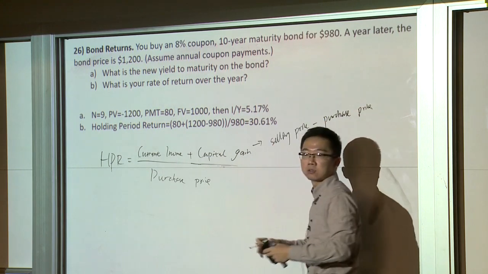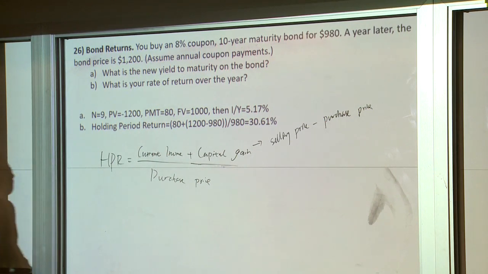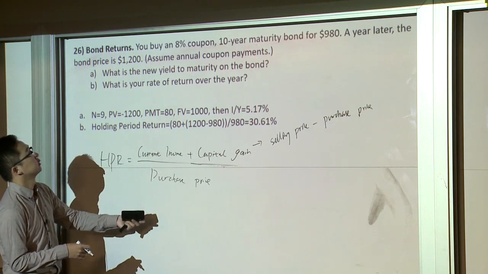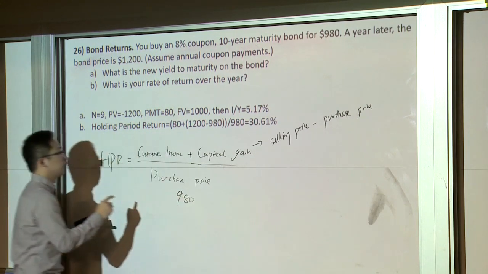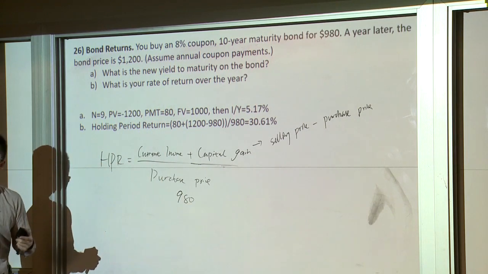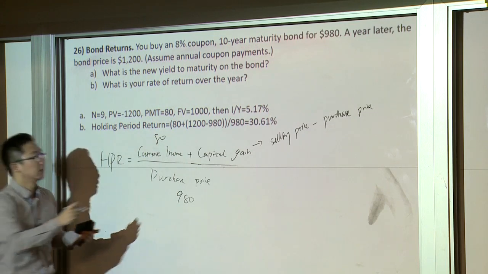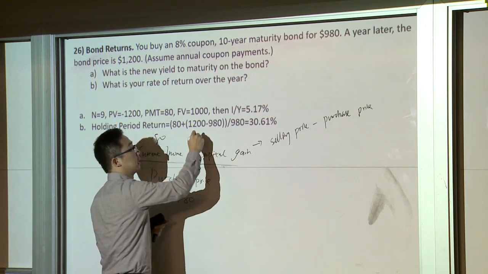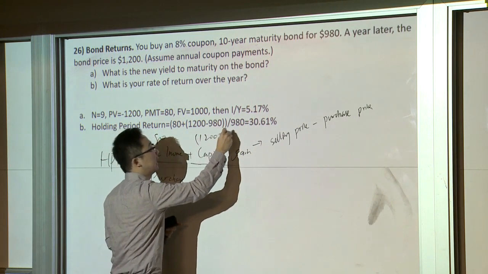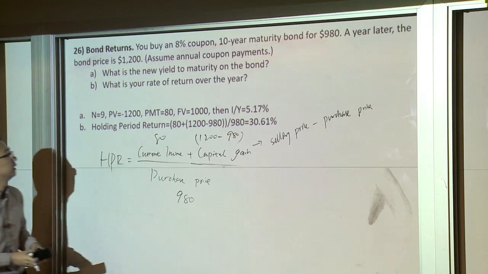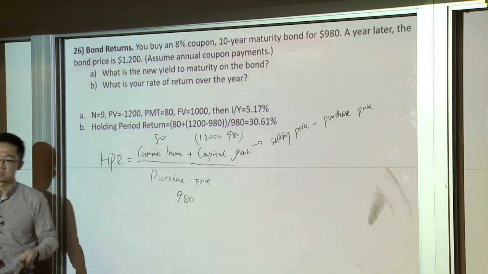Right, the capital gain is the increase in the price of the asset that you hold. So purchase price is how much? 980, right? And the current income, you hold it for 1 year? $80. And the capital gain is the change in the price. So it is how much? 1,200 minus 980, right? Okay, I erase it right here. So a holding period return of 30% is amazingly high.